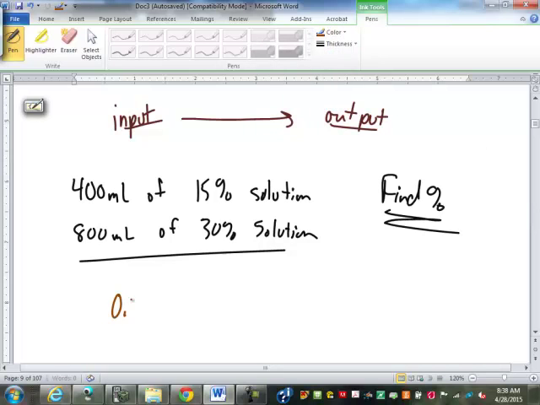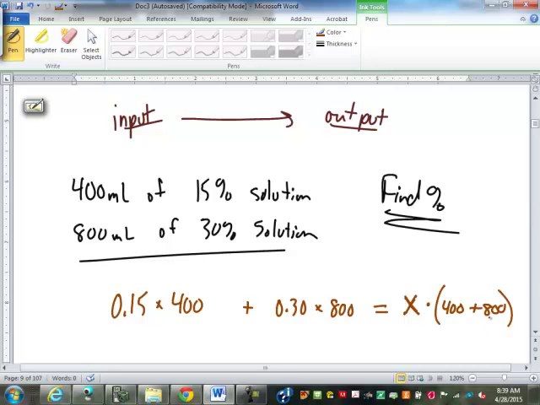Well, I have 0.15 times the 400 milliliters. That's the amount of substance in that one. Plus 0.30, that's the 30%, times 800 milliliters. That's the amount of substance in the 30% solution. That's going to give us a certain percent. I'm going to call that x because we don't know what it is, times how much total solution is going to be over here. Well, 400 plus 800 or 1,200 milliliters. Make sense?